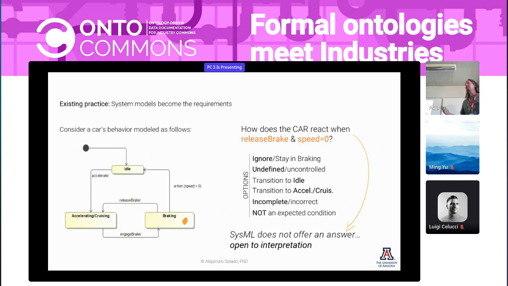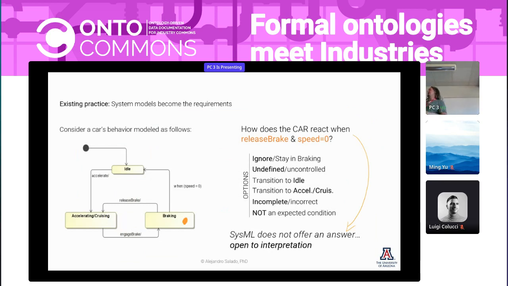So we need a way of defining problems. I think this applies to everything, but I'm focusing on problem modeling. How do we define a problem? And as I mentioned before, the current paradigm is you can tag everything as a requirement.